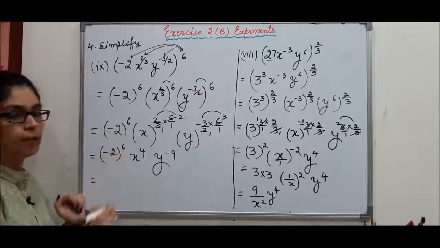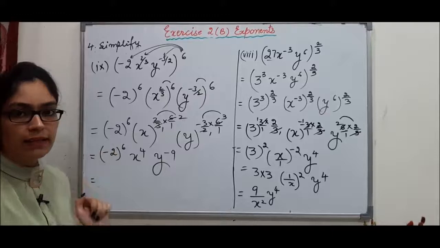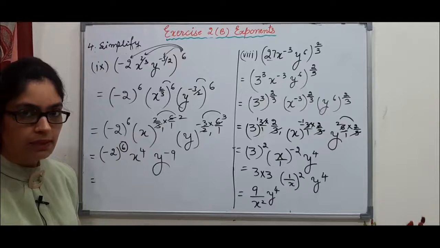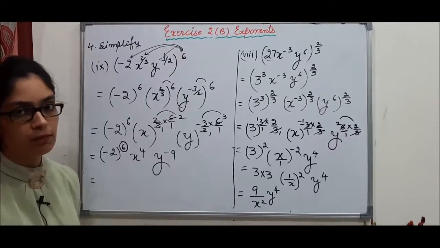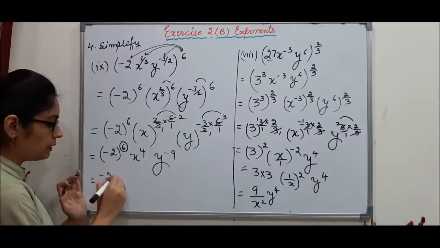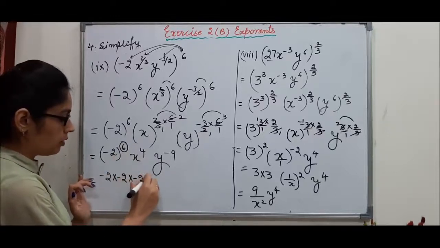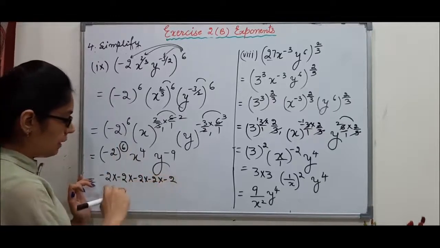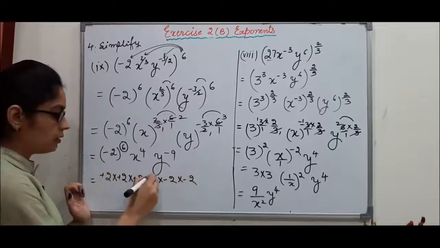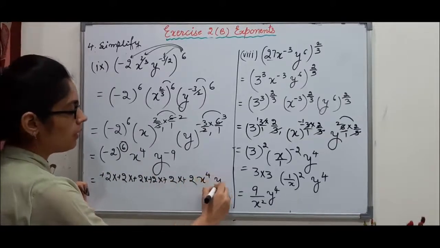Now we have to expand this. So whenever a negative number has an even power, even means all the multiples of 2, our answer will be positive. If the power is odd, then our answer will be negative. So minus 2, when we multiply it 6 times, power 6 means we have to multiply it 6 times. 1, 2, 3, 4, 5, 6. So these two minus signs will get cancelled, these two minus signs will get cancelled, these two will get cancelled. X to the power 4, y to the power minus 9.